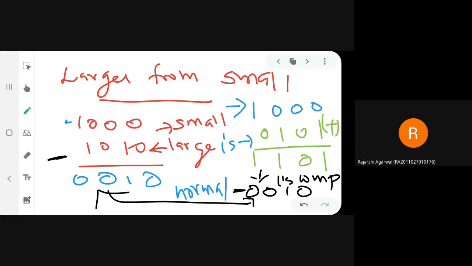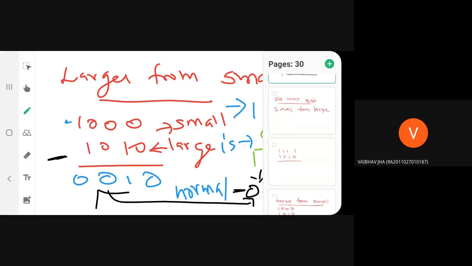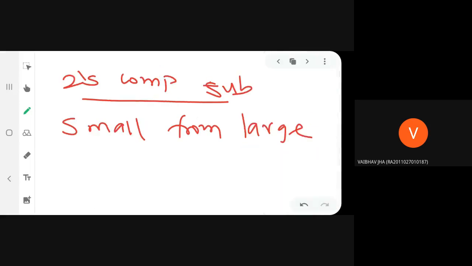Same. Yes, ma'am. Understood how to subtract a larger number from a small one using one's complement? Yes, ma'am. The rest in class also should open your notes. Yes, ma'am. Understood, ma'am. So this is by what operation? One's complement or two's complement? One's complement.